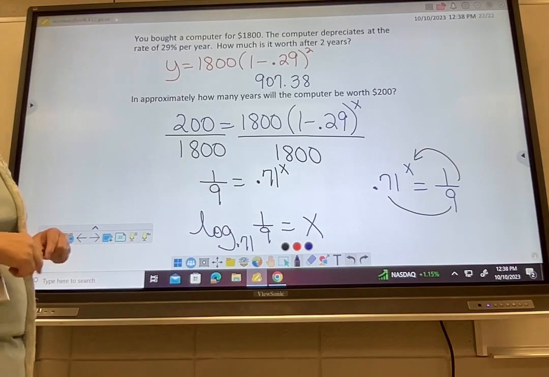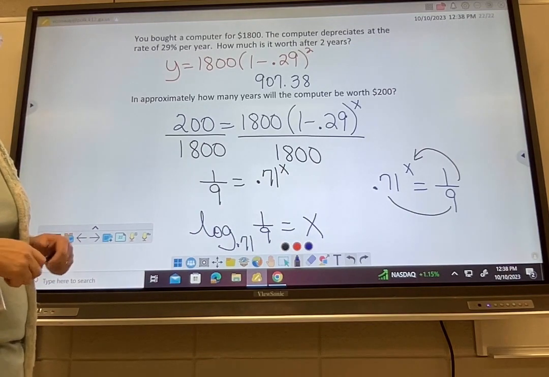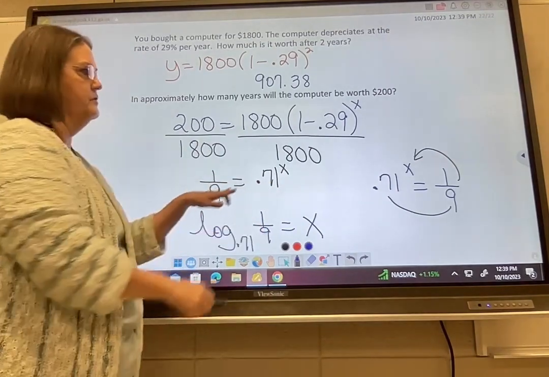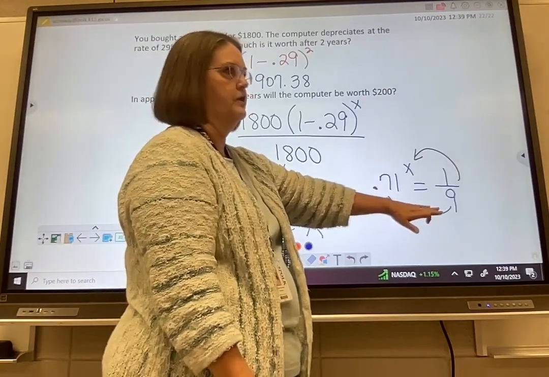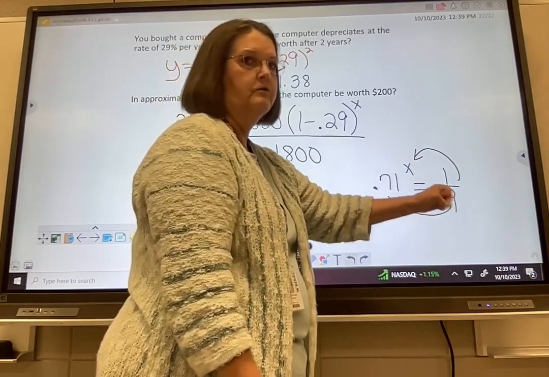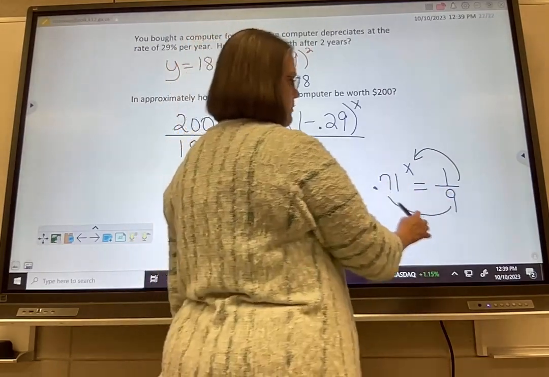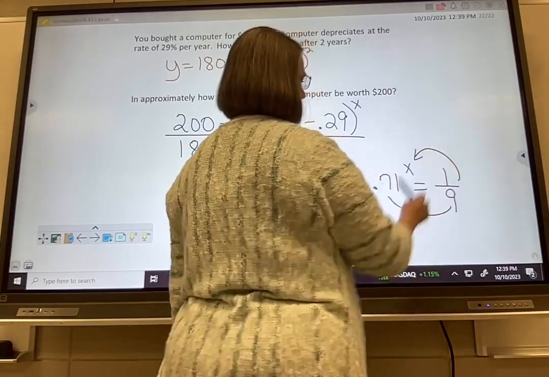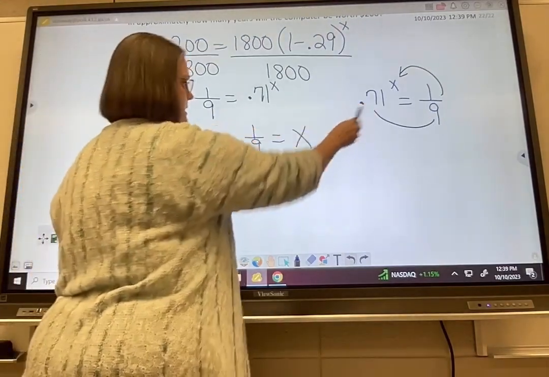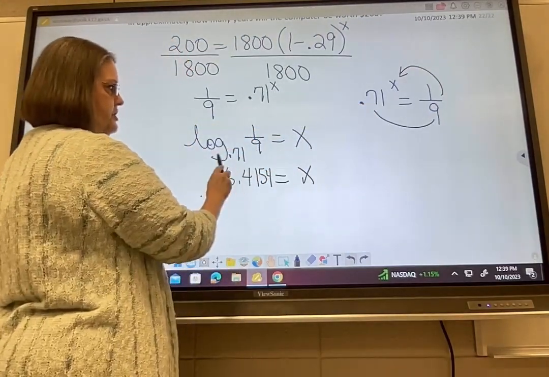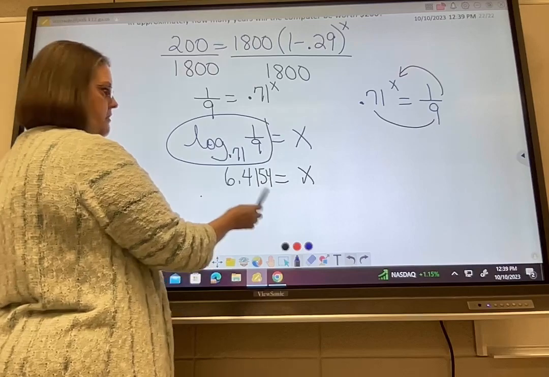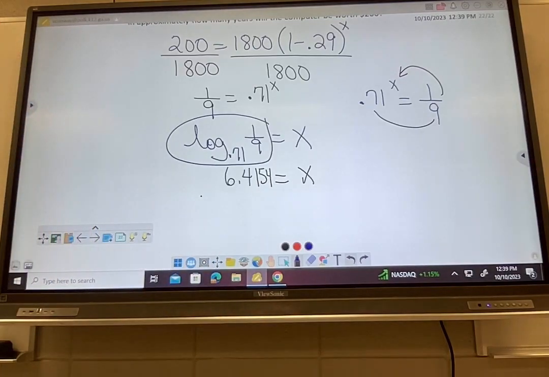Now, when we were rewriting exponents in terms of logarithms in the past, we put this part on the left and the answer on the right. So I did that over here. I turned it around so you could look at it and see our loop-de-loo. Remember me saying, here we go, loop-de-loo. Here we go, loop-de-lie, like that. So we draw our little loop to rewrite it. So the logarithm of base 0.71 of 1/9 is equal to x. And now we just put this part into the calculator and evaluate it, and we get approximately 6.4 years.